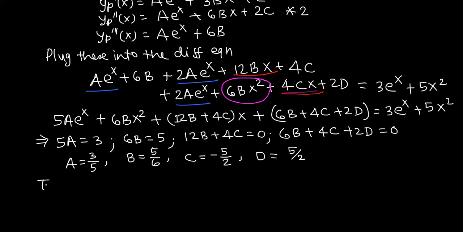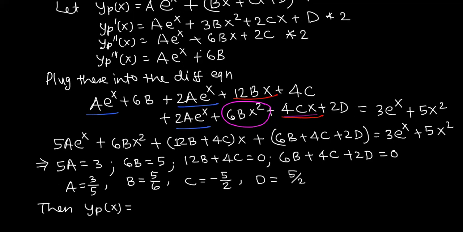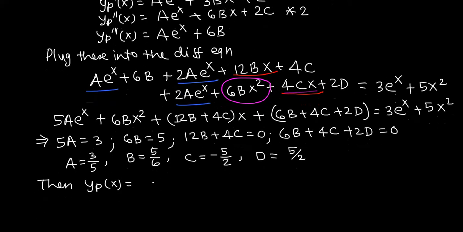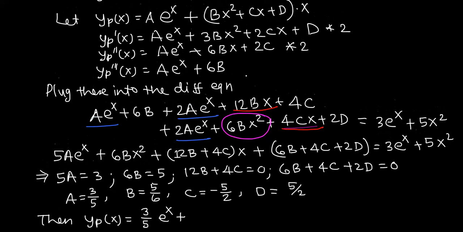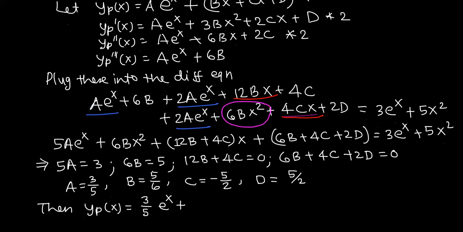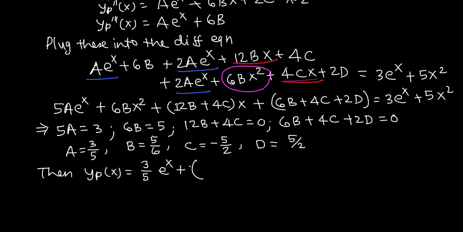Then we get a particular solution y_p(x). If you go up you will see a e^x, so a is 3/5 e^x, plus bx squared plus cx plus d times x, so 5 over 6 x squared, plus negative 5 over 2 x, plus d times x. That's a particular solution.